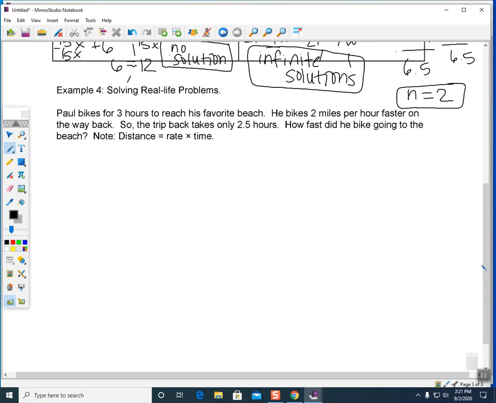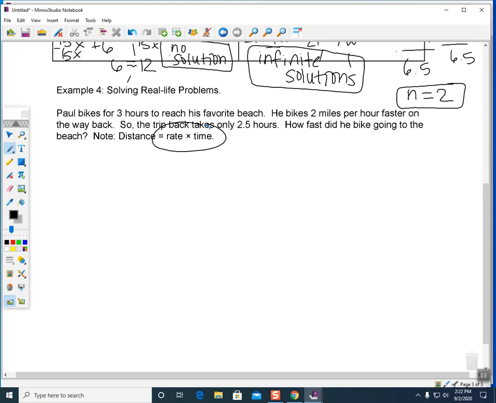Paul bikes for 3 hours to reach his favorite beach. He bikes 2 miles per hour faster on the way back, so the trip takes only 2.5 hours. How fast did he bike going to the beach? We're going to notice that distance equals rate times time. So my distance stays constant, right? My distance from my house to the beach is the same both ways. So I don't really have to pay attention to distance. I just want to pay attention to how fast I'm going and how long it took me.